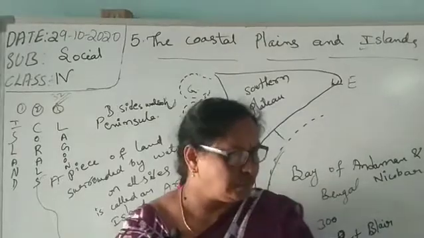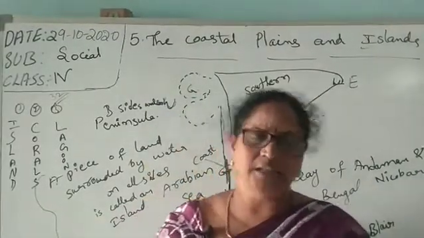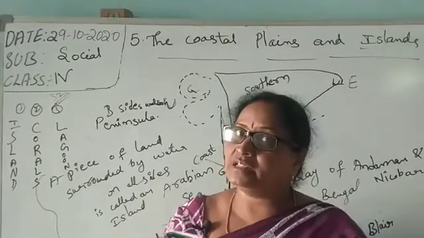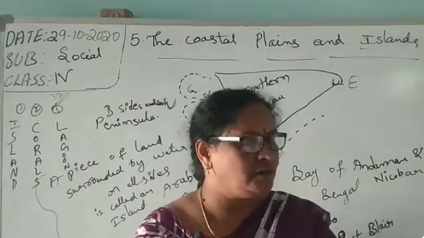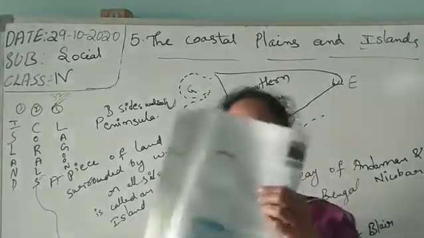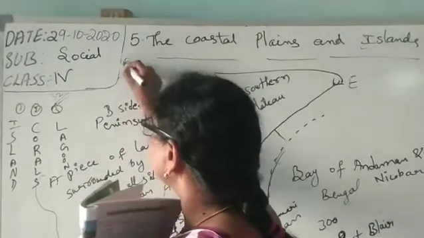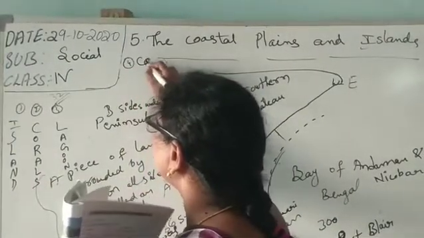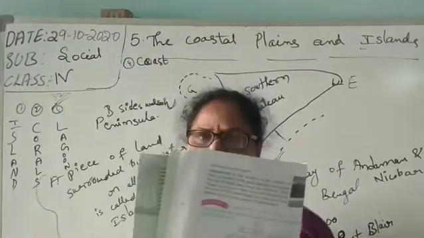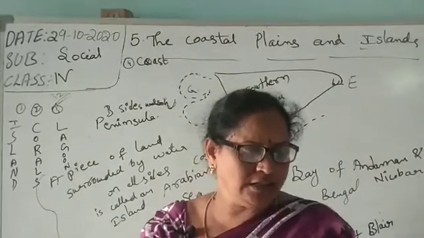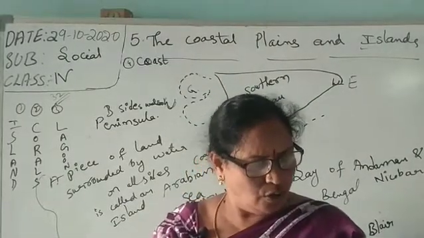And now let us go through the across puzzle. Across: a land near the sea. Coast. Okay? Which number are they given? Number 4, across. Coast. Where the land and sea meet is a coast. C-O-A-S-T, coast.